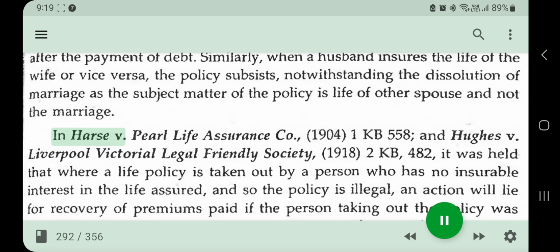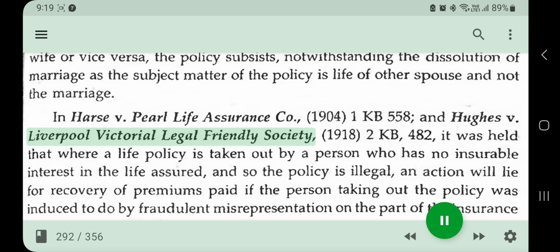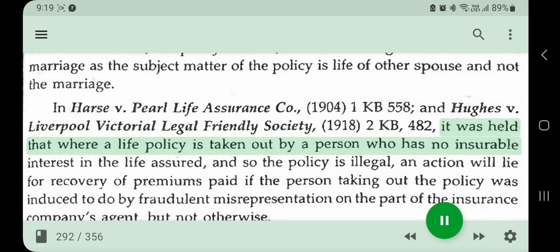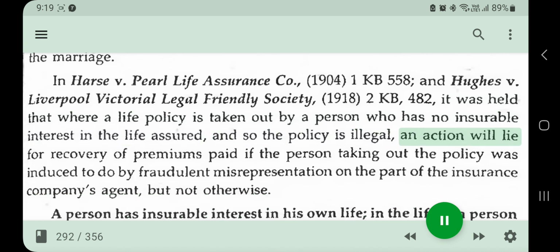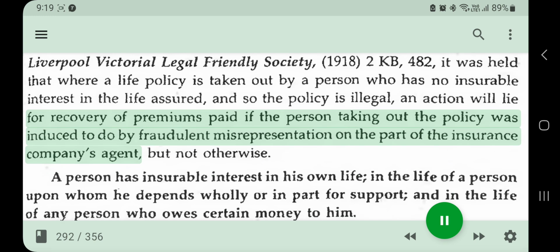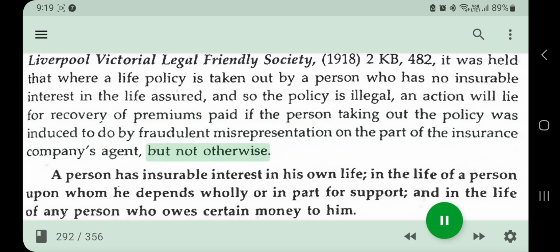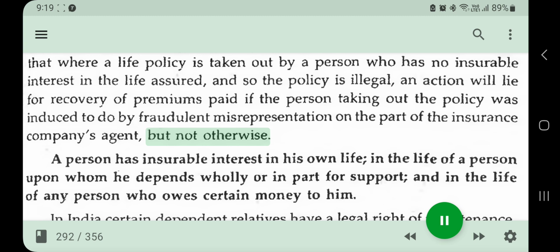In Hersey v. Pearl Life Assurance Company, 1904, 1 KB 558, and Hughes v. Liverpool Victoria Legal Friendly Society, 1918, 2 KB 482, it was held that where a life policy is taken out by a person who has no insurable interest in the life assured, and so the policy is illegal, an action will lie for recovery of premiums paid if the person taking out the policy was induced to do so by fraudulent misrepresentation on the part of the insurance company's agent, but not otherwise.